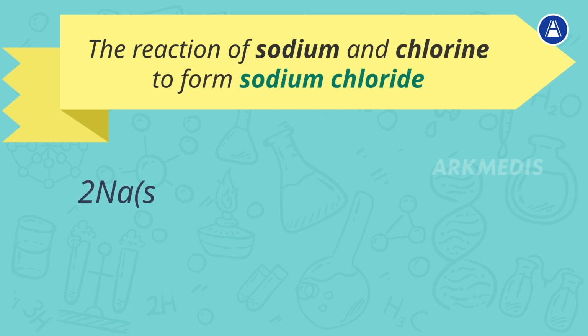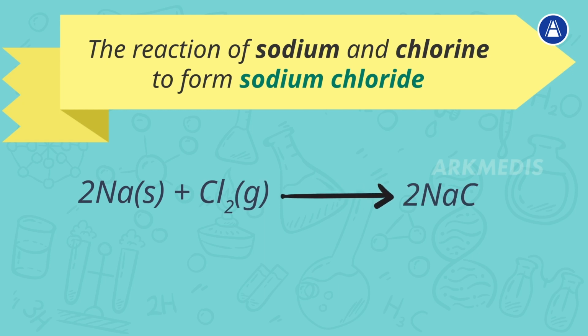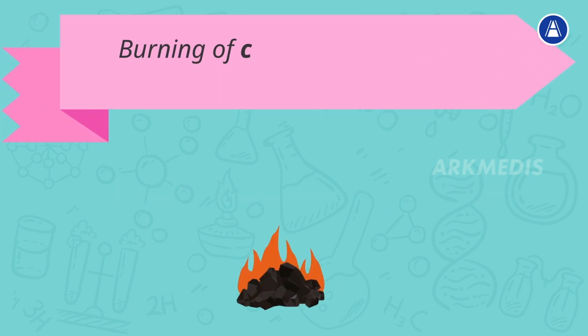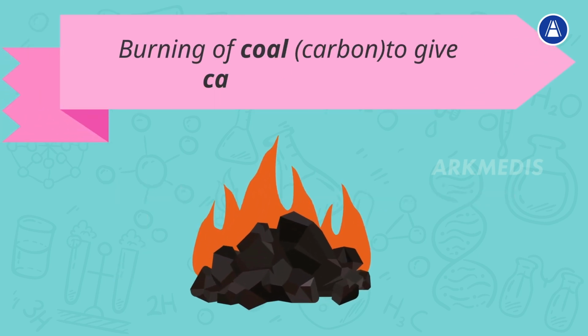Here we can see in the balanced equation, the S with sodium indicates that sodium is in solid state, whereas G with chlorine indicates that chlorine is in gaseous state. Example 2 is burning of coal, that is carbon, to give carbon dioxide.